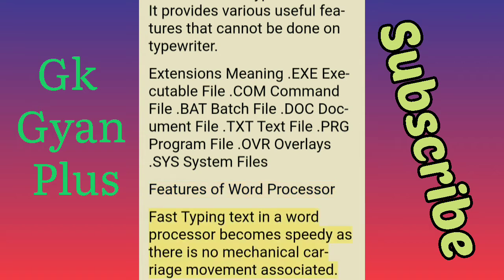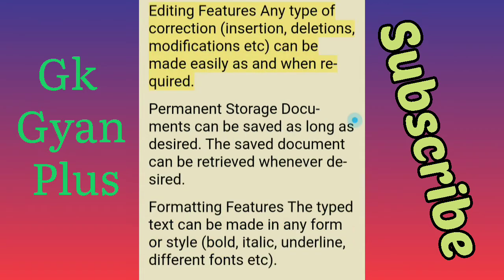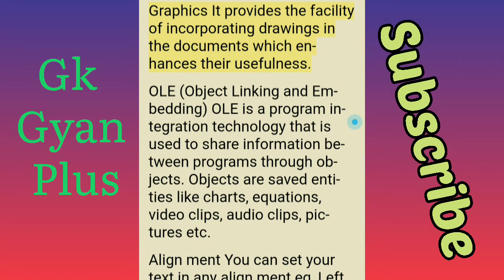Fast typing. Typing text in a word processor becomes speedy as there is no mechanical carriage movement associated. Editing features. Any type of correction, insertion, deletions, modifications, etc. can be made easily as and when required. Permanent storage. Documents can be saved as long as desired. The saved document can be retrieved whenever desired. Formatting features. The typed text can be made in any form or style, bold, italic, underline, different fonts, etc. Graphics. It provides the facility of incorporating drawings in the documents which enhances their usefulness.